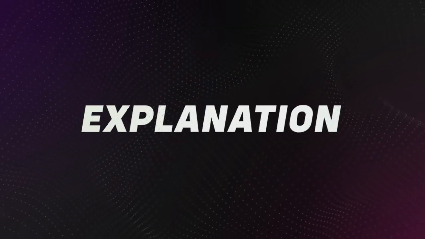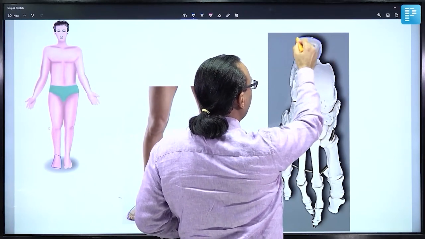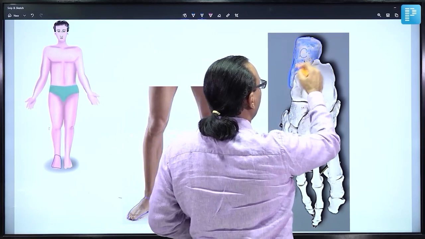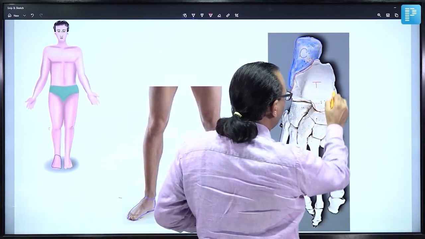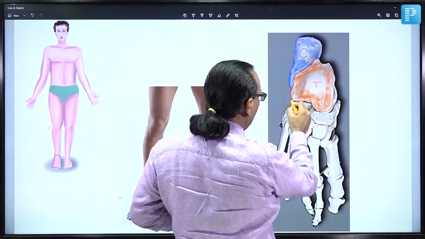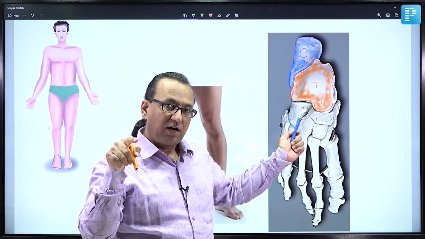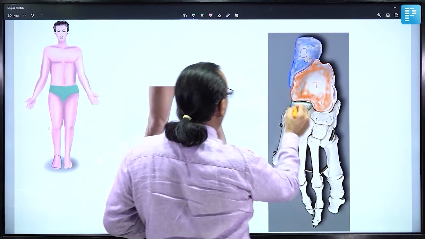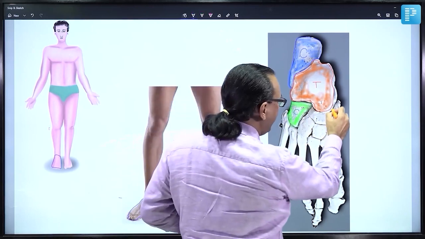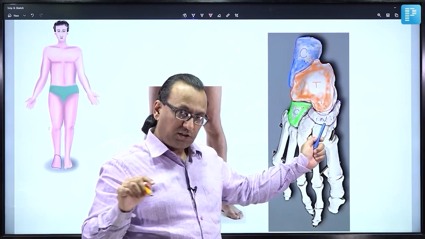Here's the explanation. The first one is the heel bone, the calcaneum, which you can demarcate here. And on the calcaneum bone, you can see there is the talus bone. And when you are talking about the tarsal bones, laterally you'll find the cuboid bone. And if you're talking about the medial side, the navicular. So here, laterally is the cuboid, which will be contributing to the lateral longitudinal arch. And medially is the navicular, which is going to contribute to the medial longitudinal arch.